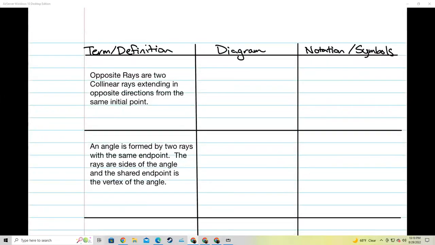Opposite rays are two collinear rays extending in opposite directions from the same initial point. Yeah, that sounds like a very complicated thing, but it's not too bad once you understand what it's saying. So let's see, opposite rays. We're going to go ahead and draw what looks to be a straight line. And on that line, I'm going to go ahead and put 3 points.